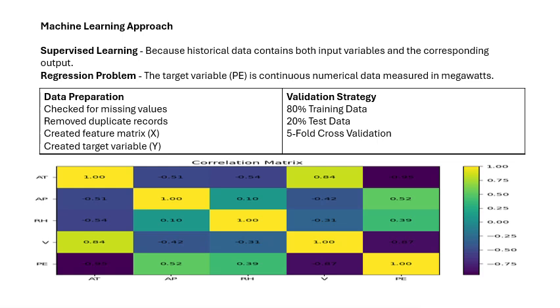generation of the plant. Before building the models, I've performed the basic data preparation by checking for the missing values and removing the duplicate records. I then split the data into 80% training data and 20% testing data. To obtain a reliable estimate of model performance, I used 5-fold cross-validation during model training.